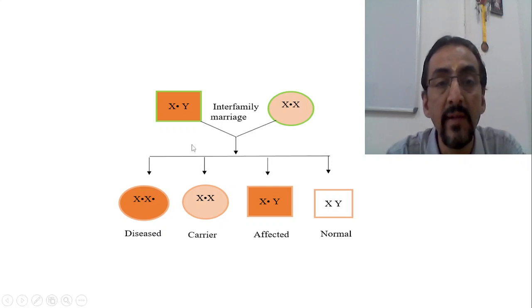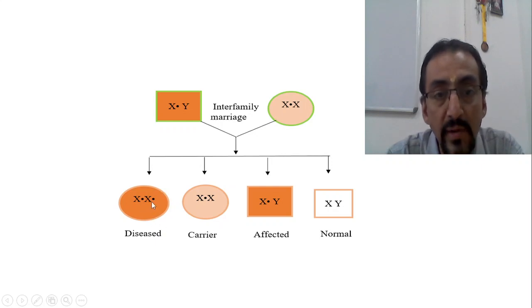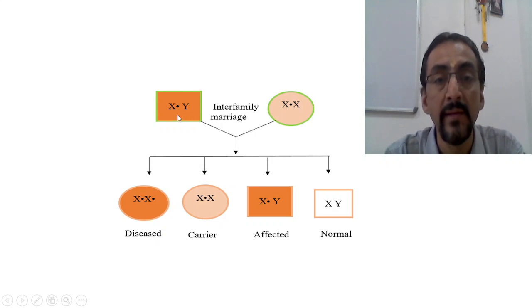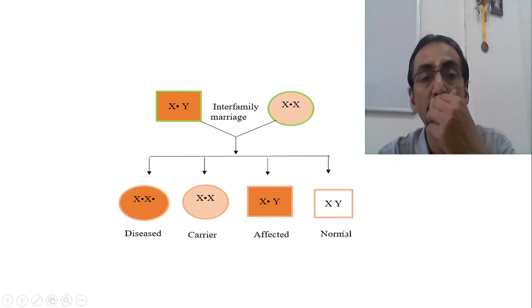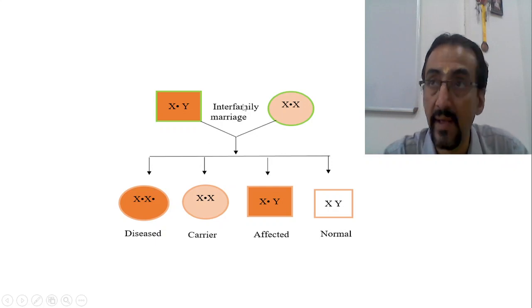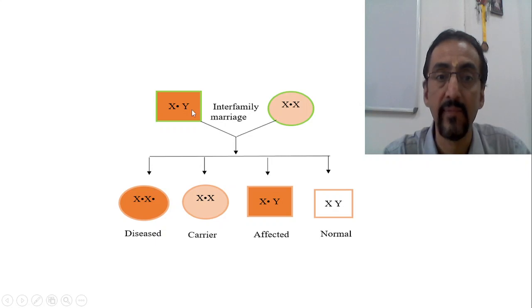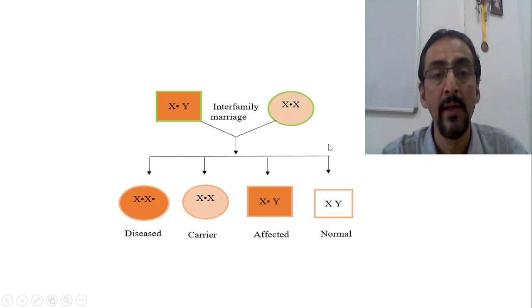what happens? X and X come together, both are mutant, so she is a female who is diseased. This X and this X come over here, this is a carrier female. This Y and this X come, X and Y, this is affected because he is a male, and this one is not. So this is a possibility when a consanguineous marriage happens and an affected male marries a carrier female. What happens? One will be normal.